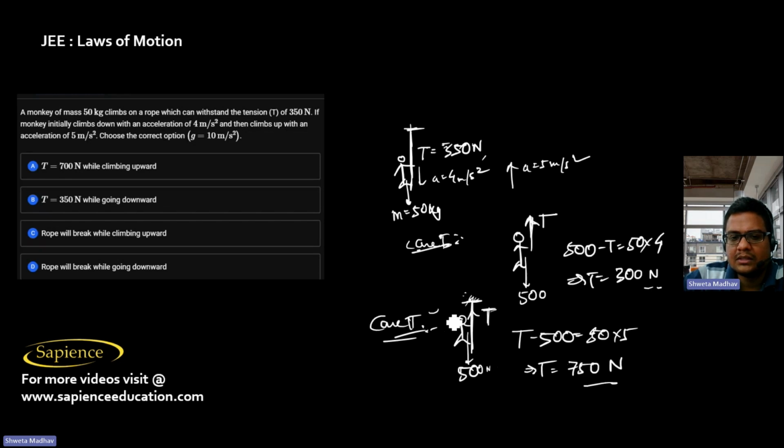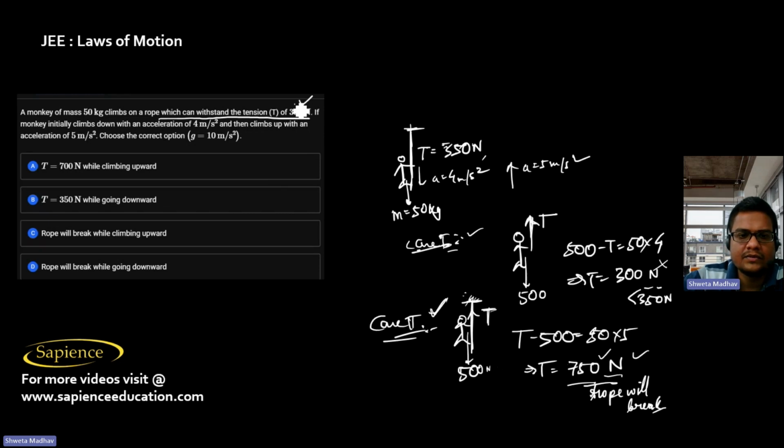So while going up, the tension required is 750 Newton, but here it is told the rope can withstand the tension of 350 Newton only. So in the first case, the tension is less than 350, so it will not break. But in the second case, the rope will break, since 750 Newton is more than the amount of tension which the rope can withstand. So the rope will break while climbing upward, option C, and T equal to 300 Newton while going downward. So option C is the only correct answer.